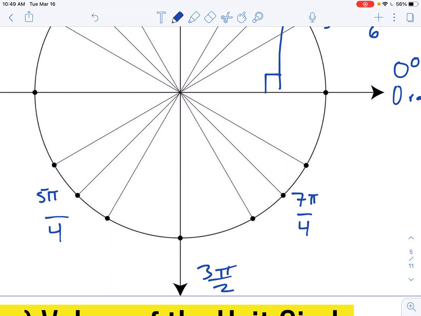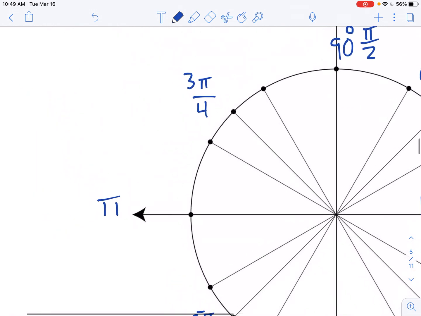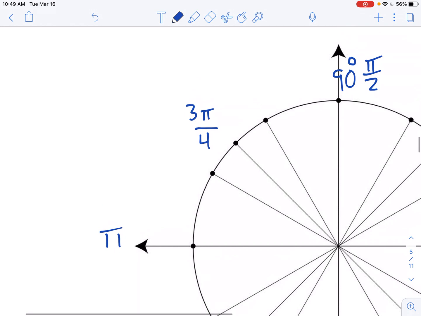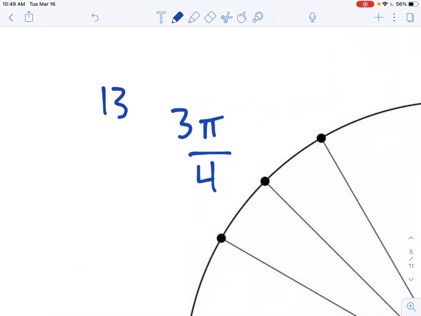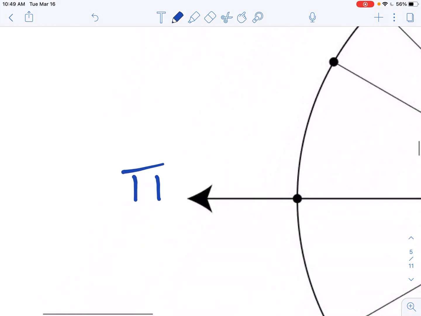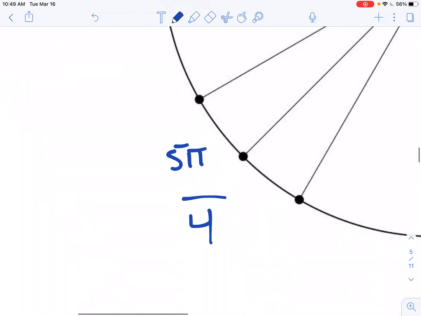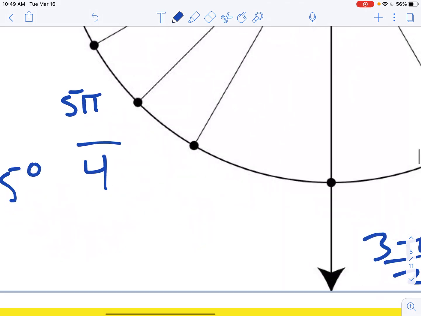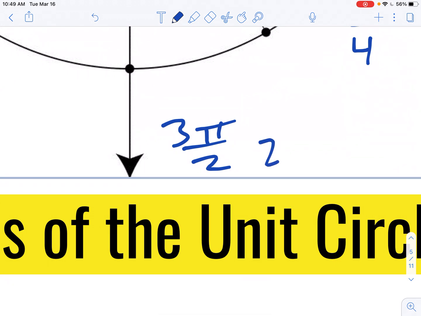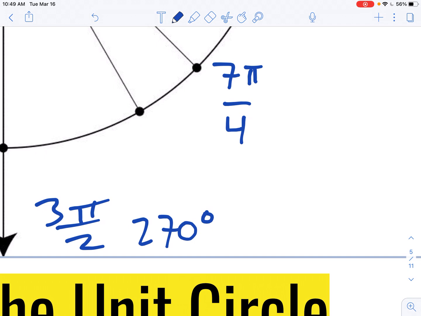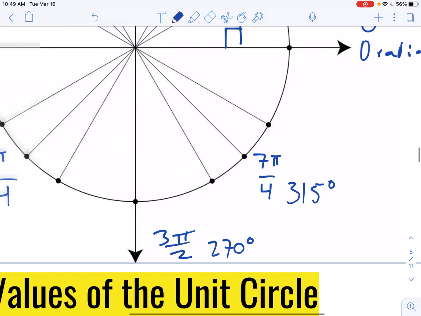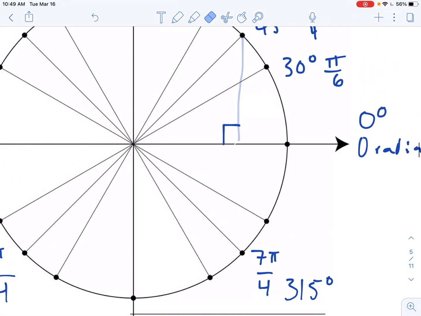Now filling in degrees, 3 pi over 4 is going to end up being 90 degrees plus 45, so this is 135 degrees. Pi is 180 degrees. We should know a half circle is 180 degrees. 5 pi over 4 is going to be 45 degrees plus that 180 degrees. This is 225 degrees. 3 pi over 2 is going to be equal to 270 degrees. That's 90 degrees plus 180 degrees. And then 7 pi over 4 is going to be another 45 degrees on top of this. So this is 315 degrees. So now I got my pi over 4 angles measured.